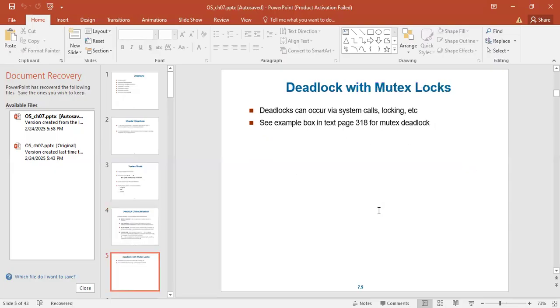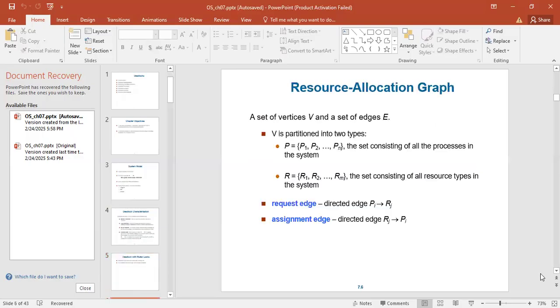Deadlocks with mutex locks: deadlocks can occur via system calls, locking, etc. We have already seen this with mutex locks in the critical regions of processes.